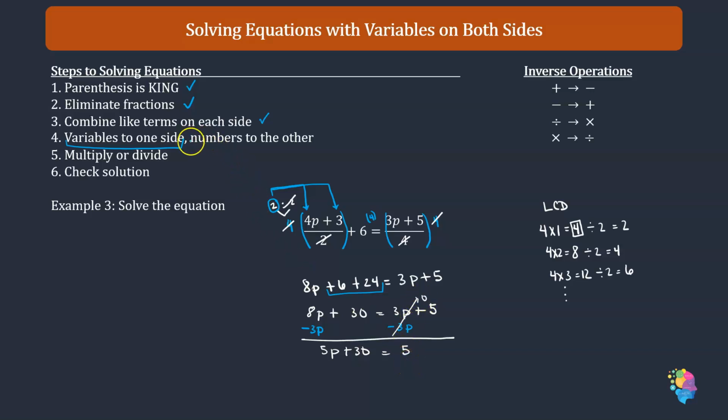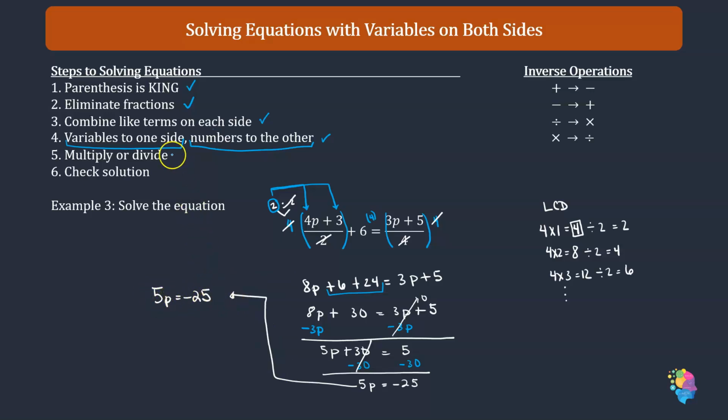We still need to do the second part of step 4 to be fully complete. We need to move the numbers to the other side. Since I moved the p to the left, I'm going to move the 30 to the right. It's addition, so we're going to do subtraction. We're almost done. 5p on the left side minus 25 on the right side. I'm going to have to bring it over here because I run out of space again.